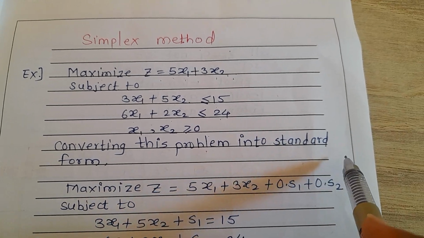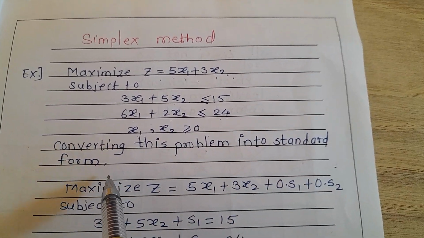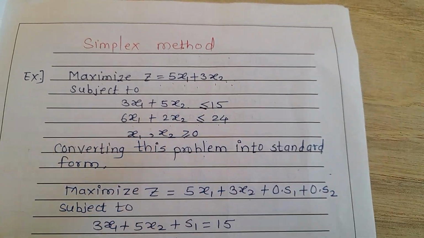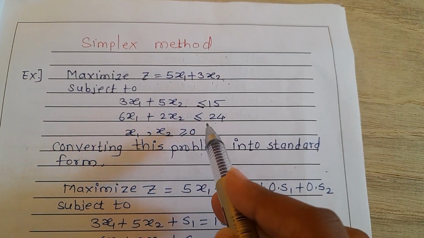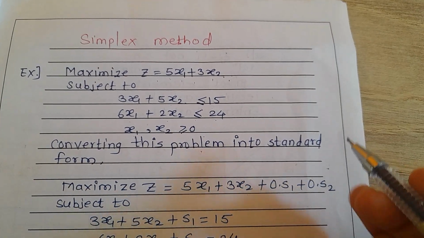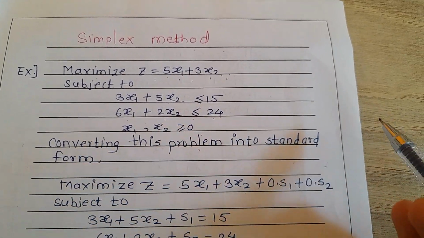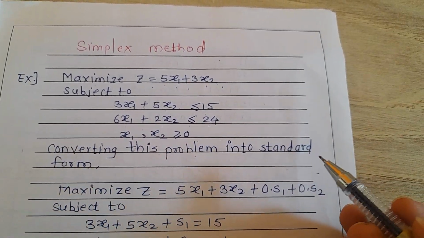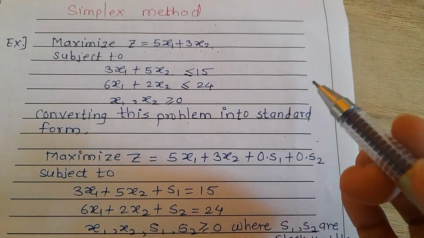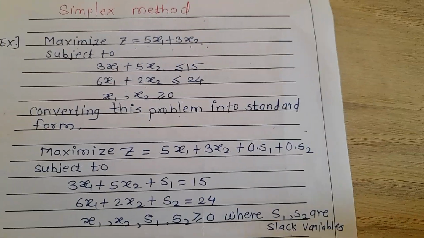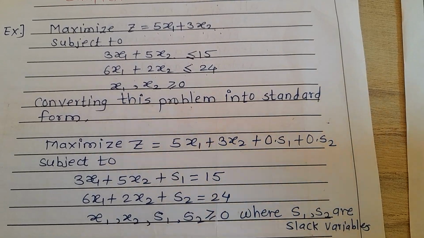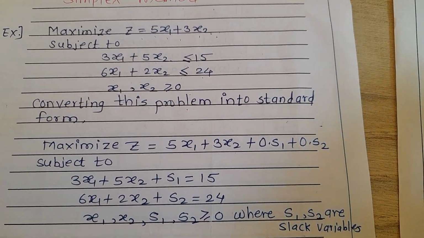Okay, first convert this problem into standard form. Standard form means, if our constraint is of less than or equal to type, then we convert it to standard form using slack variables. If our constraints are of greater than or equal to type, then we convert to standard form by using surplus variables. Okay, the big M method is also a simplex method, but the big M method is used in minimization type problems.